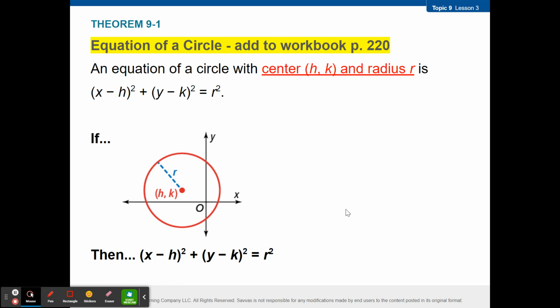Now here's what you're going to actually want to write down. The equation of a circle, we're going to add this to page 220 in our workbooks. An equation of a circle with center h, k and radius r is x minus h. That's why it's kind of separate, because you don't want to be dealing with x and y, right? You wouldn't know where things go. (x minus h) squared plus (y minus k) squared equals r squared. I would also draw the picture. And these are just a few little notes that you're going to have to be aware of.